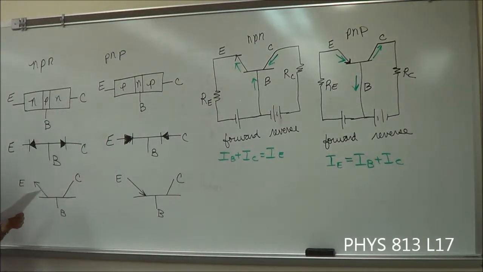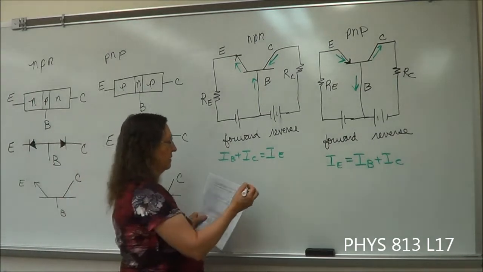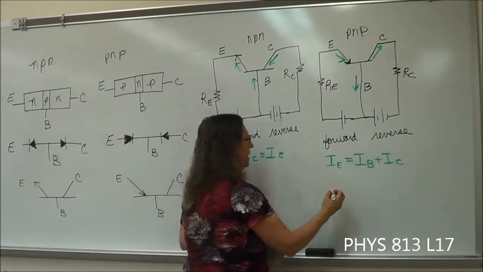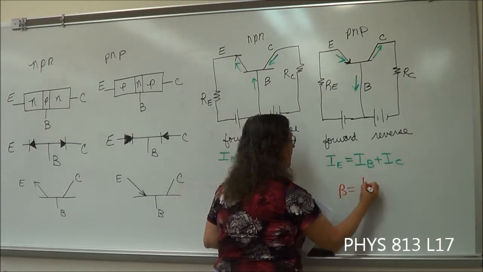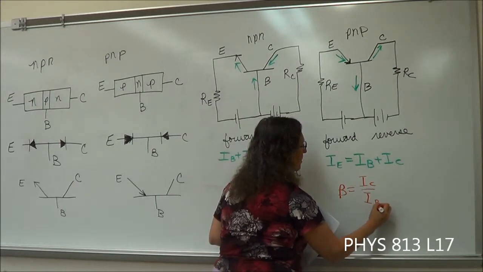So this is all on page 144, and then there are some definitions of voltages, and then a voltage equation. There's also another term called the gain or the beta factor, and I think I will do it over here. So beta is the ratio of the collector current to the base current.